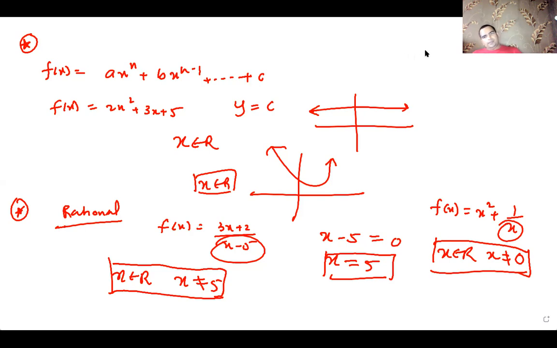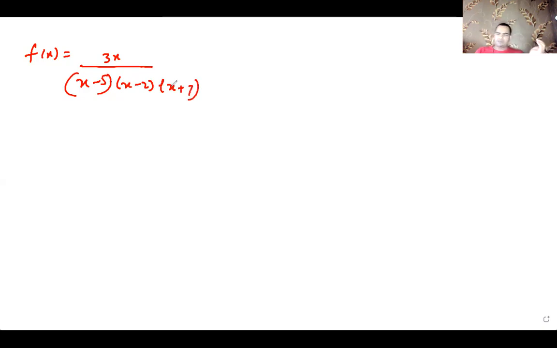Now, for example, let's say you have f of x as 3x over (x minus 5)(x minus 2)(x plus 7), where multiple factors make the denominator undefined. All those points will be excluded here. So simply say x belongs to real numbers, x should not be 5, x should not be 2, and x should not be negative 7.